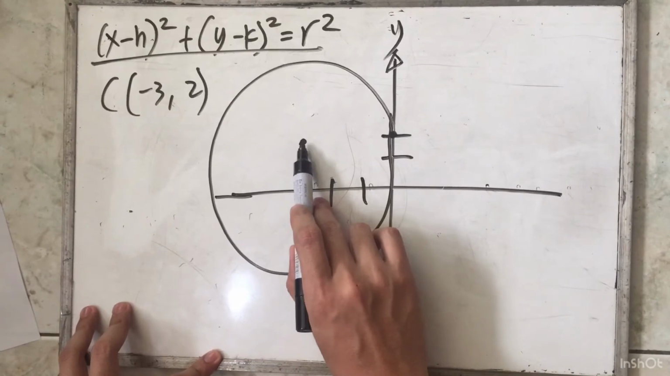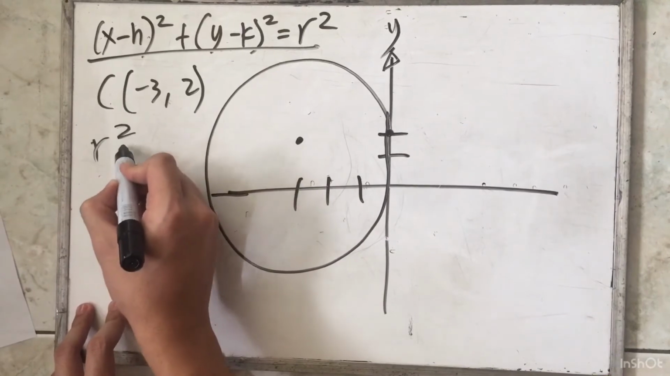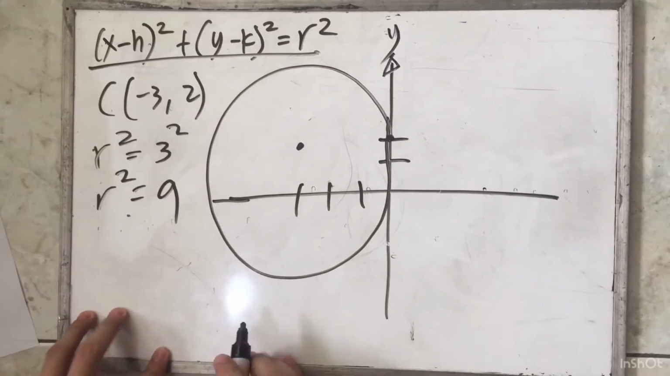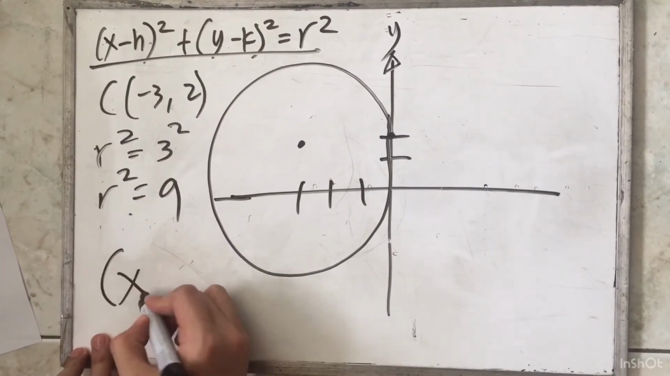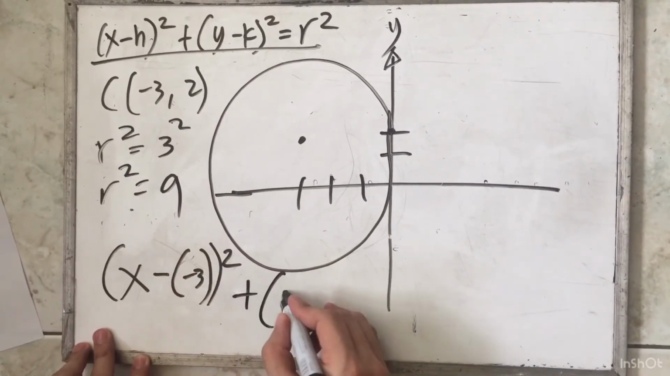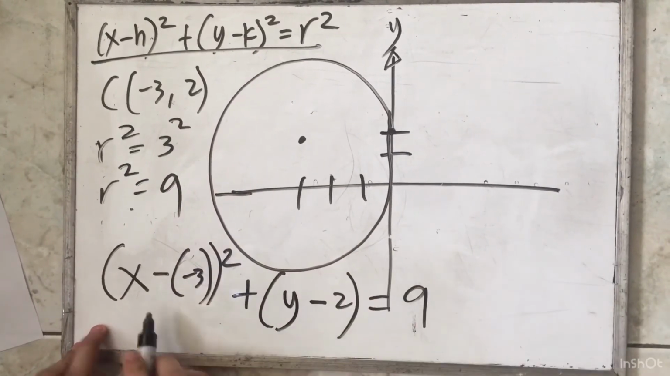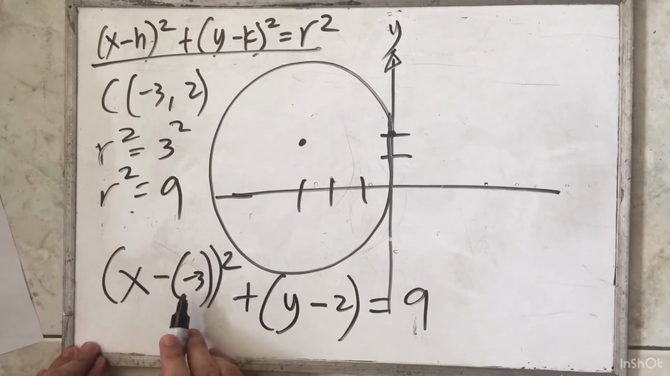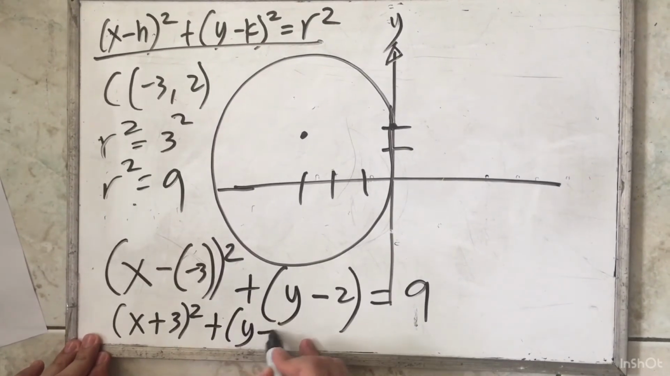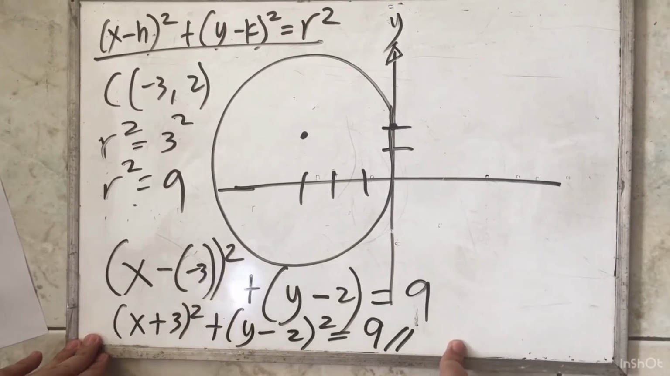From the center, we have 1, 2, 3. That means r² = 3², that is r² = 9. So the equation is (x - (-3))² + (y - 2)² = 9. But -3 times negative is positive. That means we have (x + 3)² + (y - 2)² = 9. This is now the equation of the circle.